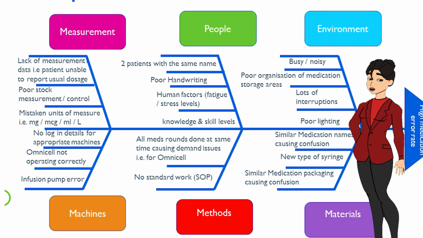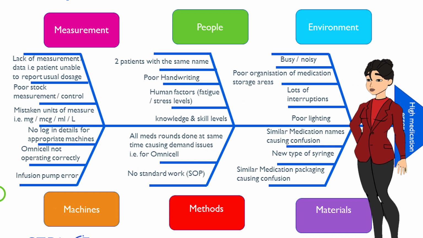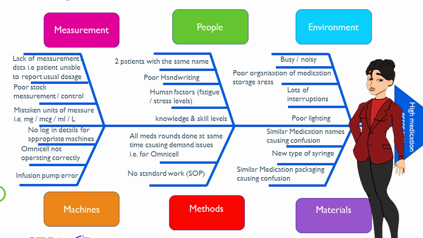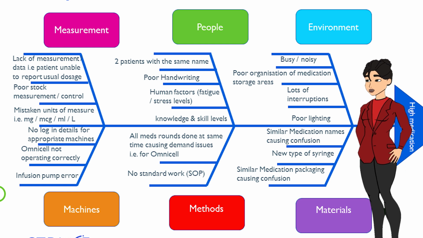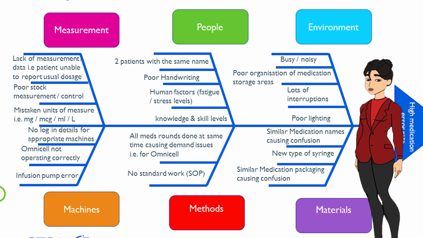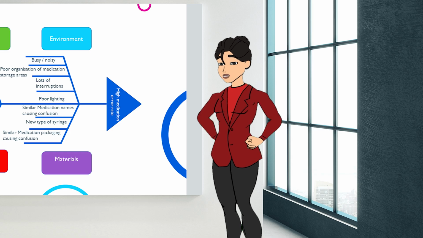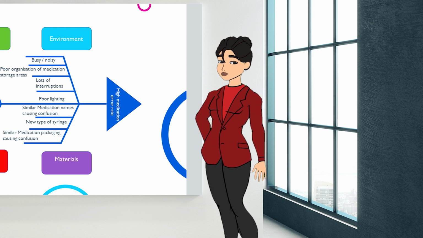You would then continue to consider the remaining categories, asking yourself how they have impacted on medication errors. The image displayed on the screen provides some potential influencing factors under the remaining categories of machines, methods and materials. The complete fishbone diagram should now display all factors which could be contributing to a medication error. Each factor becomes an opportunity for improvement and an individual quality improvement project.